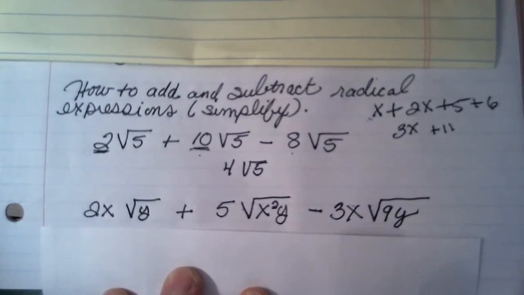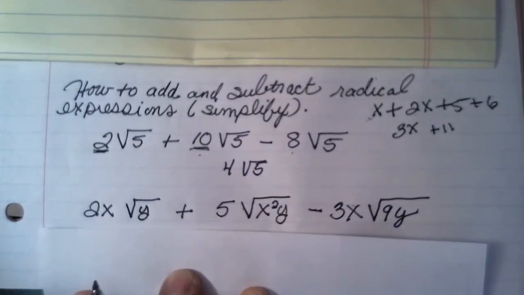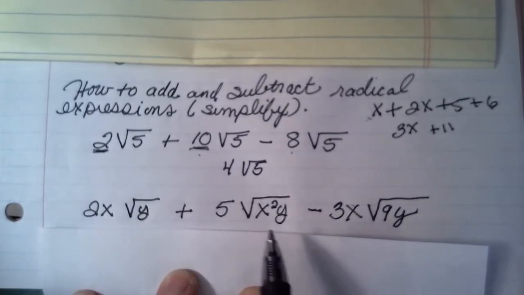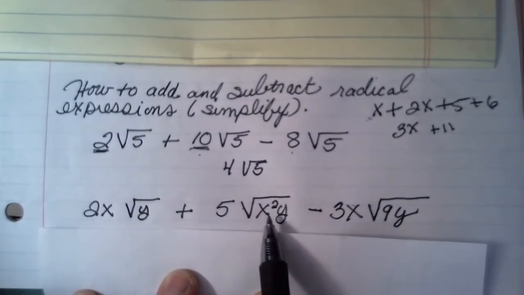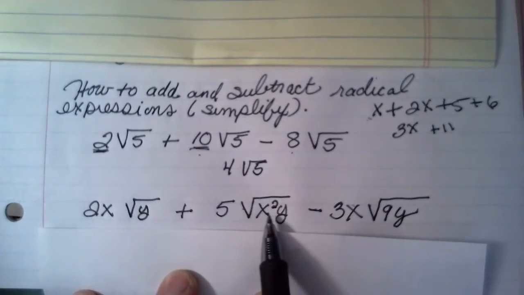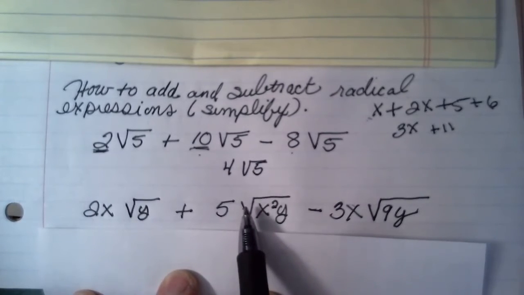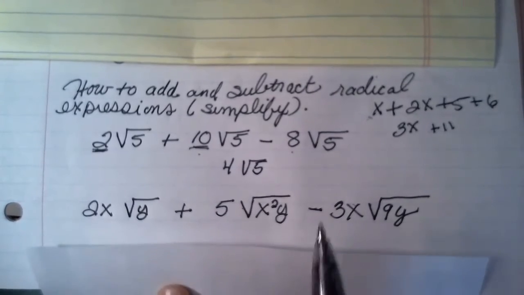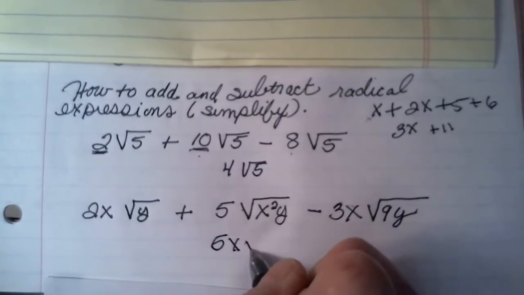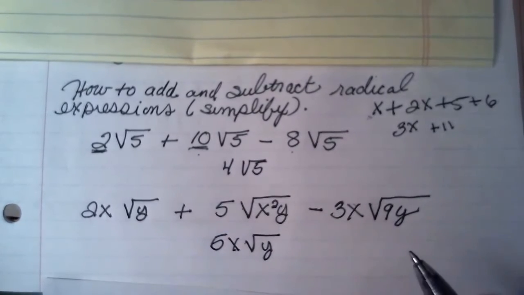But notice that these particular terms, at least two of them, can be simplified further. The first term, nothing can be done to it. It's in its simplest form. The second term, the square root of x squared, well, the index and the power are equivalent, so that means I can take one of my x's out. 2 divided by 2 is going to be 1, so 1x is going to come out. So this is going to become 5x square roots of y.